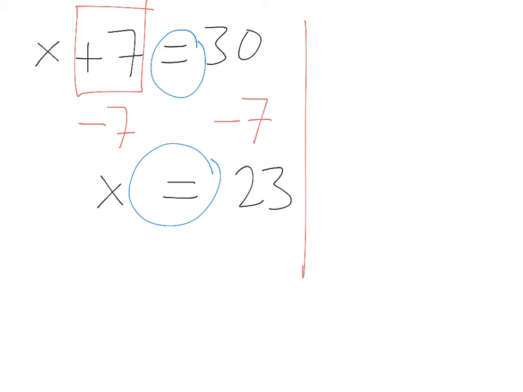So let's put, instead of x, I'm going to put 23 plus 7. Does 23 plus 7 equal 30? Yes, it does, so I'm done. Awesome, let's move on.